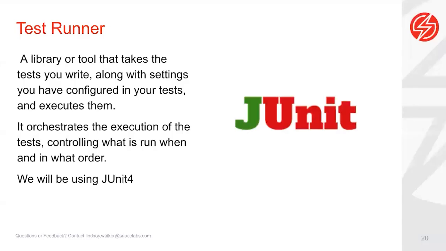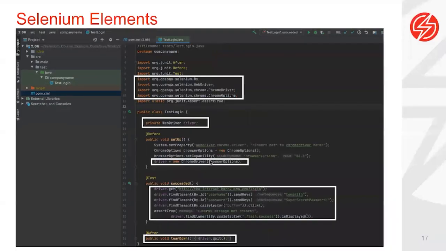The next thing we're going to talk about are test frameworks and dependencies. So your TestRunner, in this case, it's JUnit. TestRunner is a library or tool that takes the tests you write, along with settings you've configured for your tests, and executes them. We'll take a look at that. And then actually, let's go back and take a look at this. As an example here, you can see the @Before, @Test, and @After annotation. Those are specific to JUnit 4. And that tells you before every single test is run, you pass the information into here and you set it up. And at the end of every single test that is run, you run this method, which is the driver quit method.